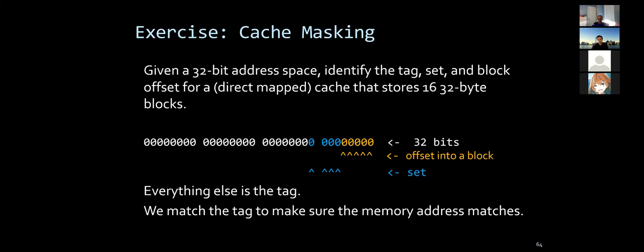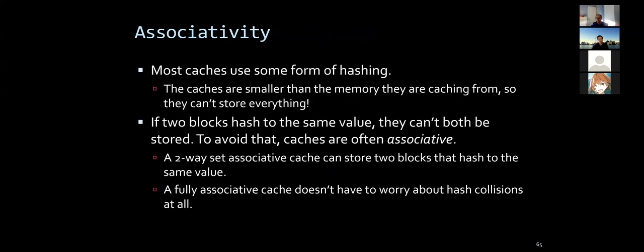Okay, so essentially what we're going to do is some bit masking here. If you had a cache that has 16 blocks, we would need some bits associated with the offset within the block, and there can also be bits associated with the set. Everything else is the tag. Don't worry too much about that. That's an automatic thing that happens in the processor, but essentially that's how the basic direct map cache works.